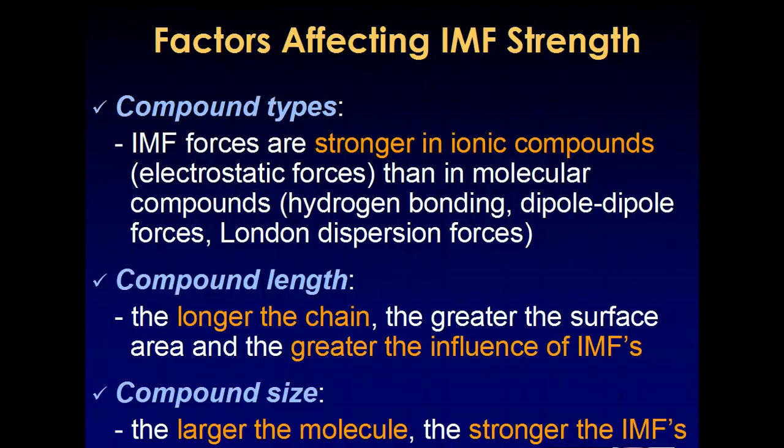Again, in order of strength, we have our electrostatic forces, which we find in our ionic compounds. We have our hydrogen bonds, which are found in any polar molecule that contains nitrogen, oxygen, or fluorine, as well as a hydrogen atom.